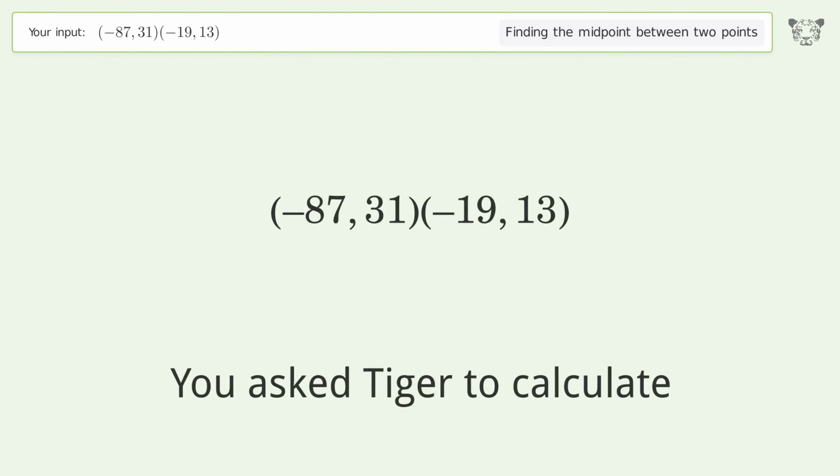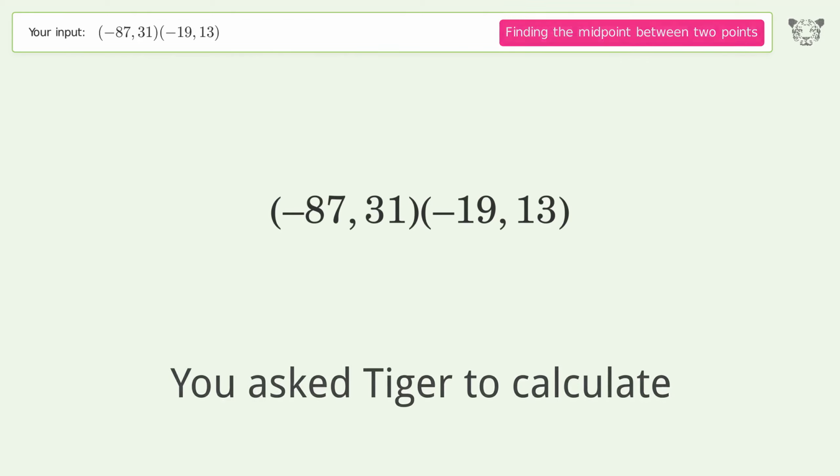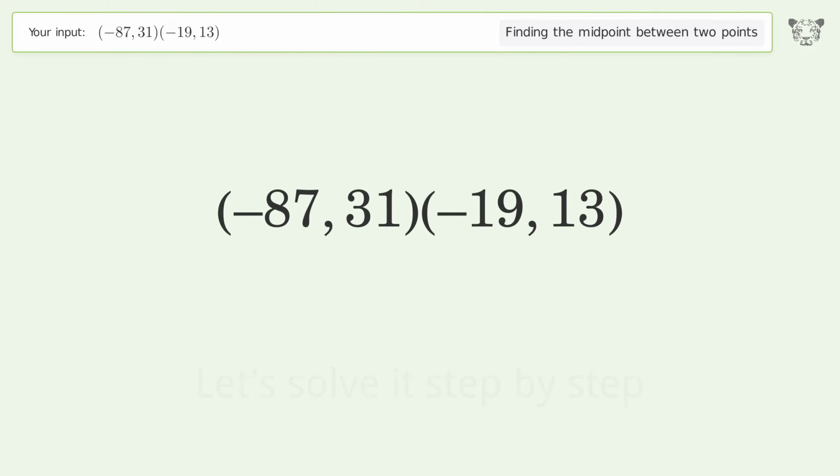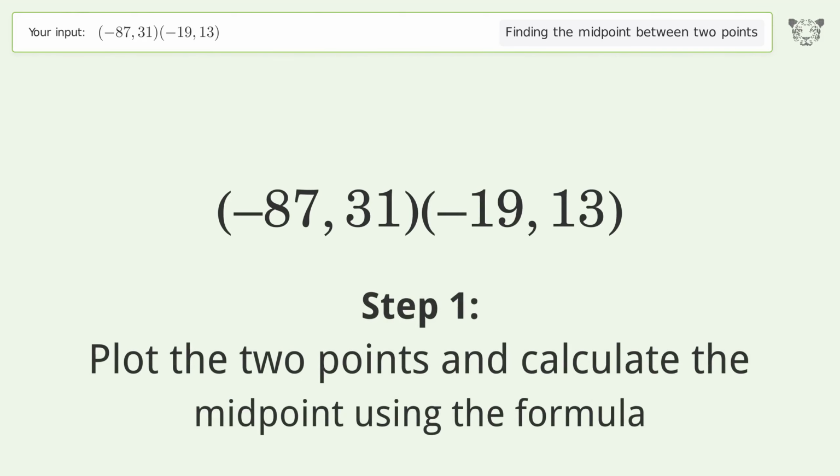You ask Tiger to calculate. This deals with finding the midpoint between 2 points. The midpoint between the 2 points is -53,22. Let's solve it step by step. Plot the 2 points and calculate the midpoint using the formula.